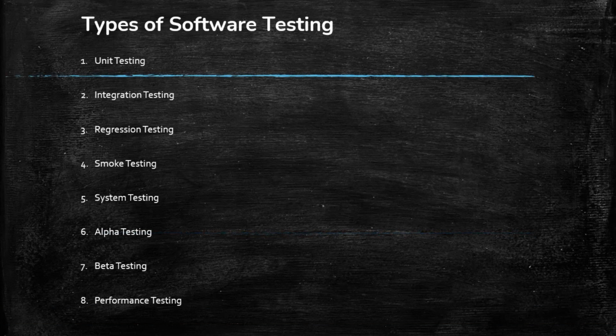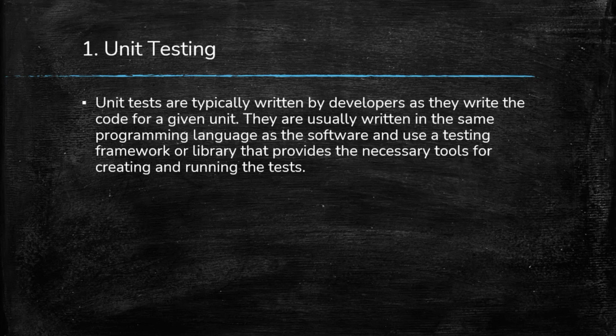The first one is unit testing, integration testing, regression testing, smoke testing, system testing, alpha and beta testing, performance testing. So let's start with unit testing.